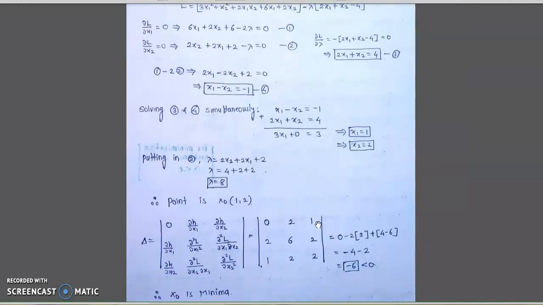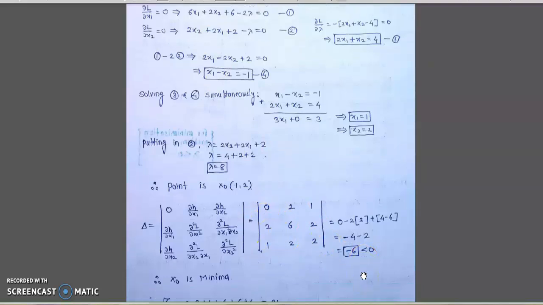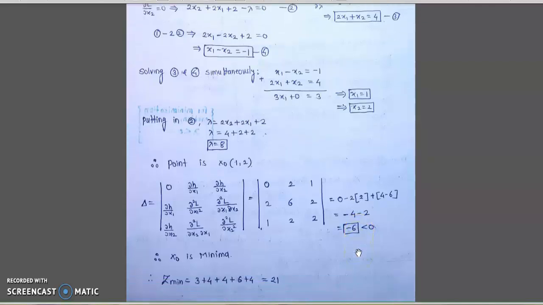Similarly, for the other entries, the derivative of L with respect to x1 is equation 1 already. So if we differentiate one more time with respect to x1, we get 6 here. And if we differentiate the same with respect to x2, we get 2 here. Similarly, the second equation with respect to x1 gives us 2 here, and the second equation with respect to x2 gives us 2 here. If we solve this determinant, we get minus 6, again a negative value for del.